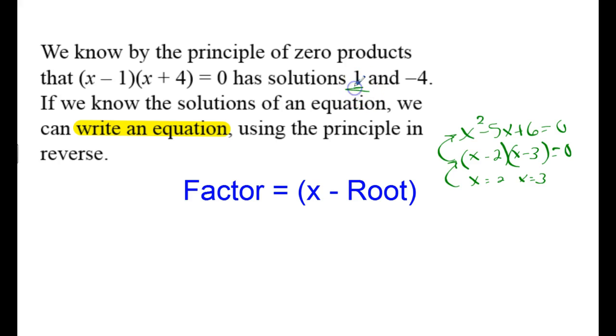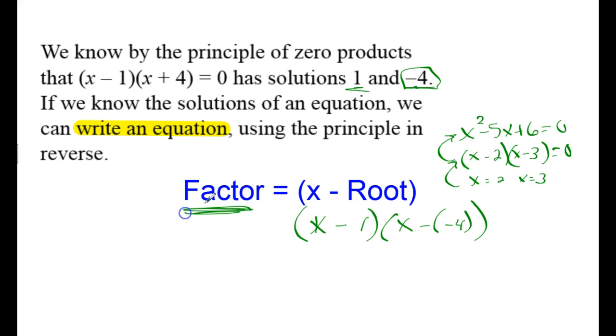So if 1 is a root, then x minus 1 is a factor. And if negative 4 is a root, then x minus the negative 4 is also a factor. So here comes a definition. The factor is always x minus the root. And of course, x minus the negative 4 is the same thing as x plus 4. So there is a great function with 2 roots, and then you can FOIL that back together.